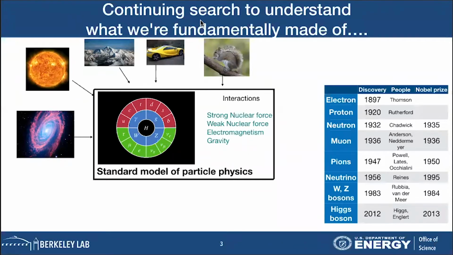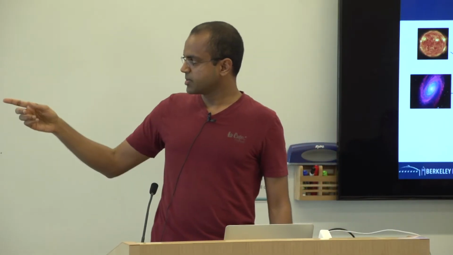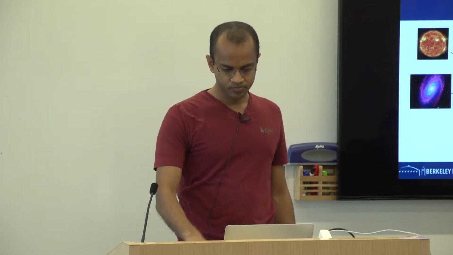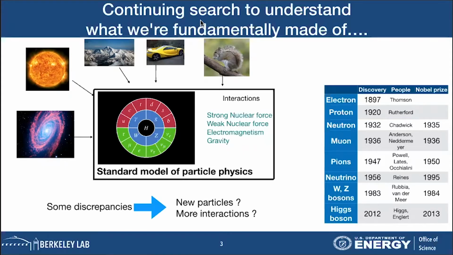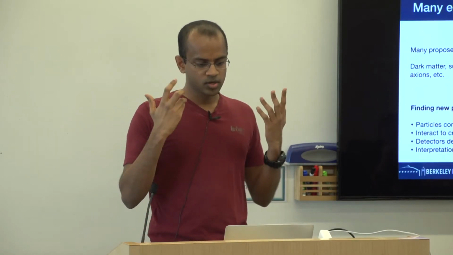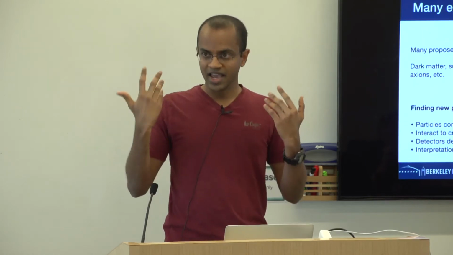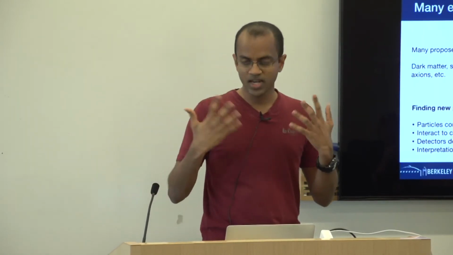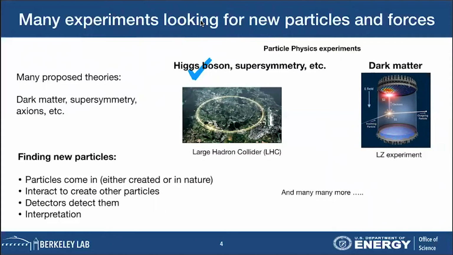Over the last century, all these particles have been discovered, and many of these have been given Nobel Prizes, the most recent being the Higgs boson in 2013. However, there are some discrepancies, and these point to the possible existence of new particles or new interactions. As a result, there are many particle physics experiments looking for new particles and forces. Some of the proposed particles are dark matter, axions, etc., and many theories, for example, supersymmetry.